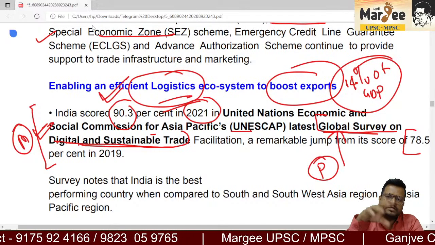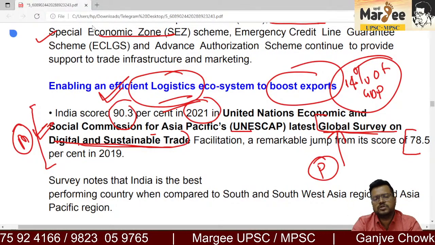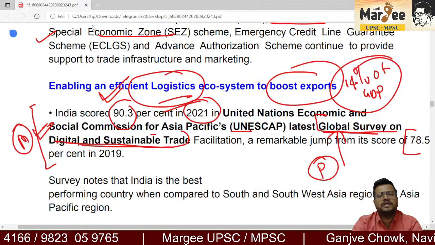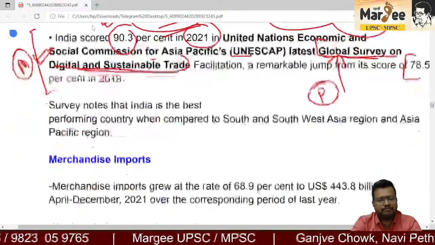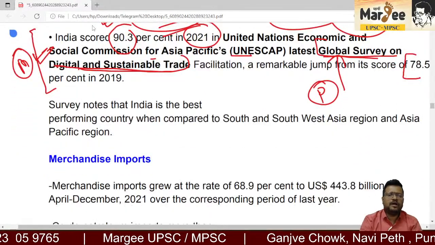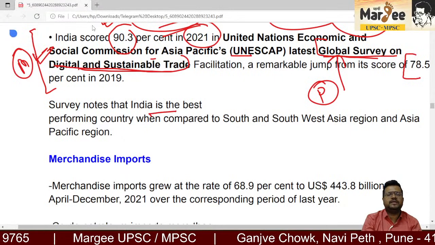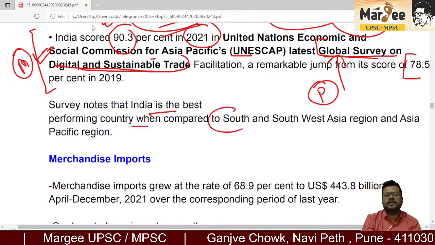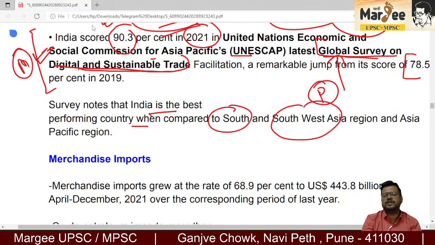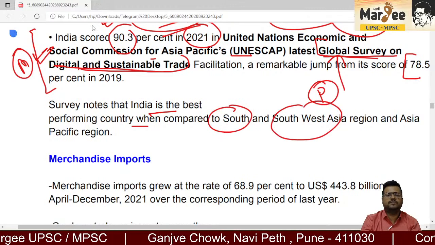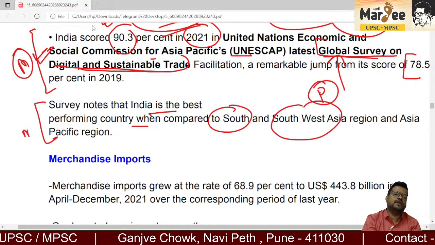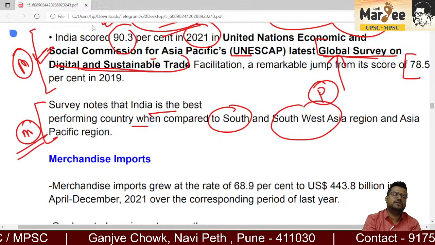And for mains, you can show the progress in the score to underscore India's efficient logistic ecosystem. This survey also noted that India is the best performing country when compared to South and Southwest Asia and the Asia Pacific region. So in this region, we are best performing. So again, you can quote this in mains.